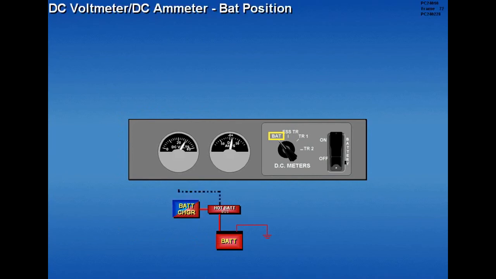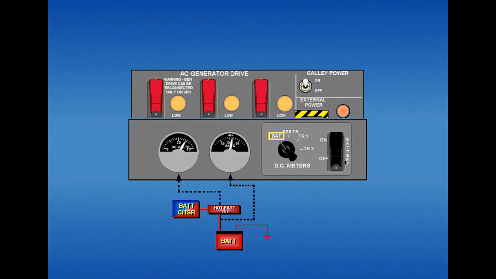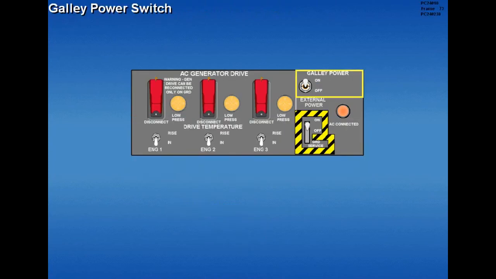When the battery charger is powering the hot battery bus, battery charger voltage is displayed on the DC voltmeter, and a positive reading on the DC ammeter indicates the battery is charging. The galley power switch controls power to the galleys.